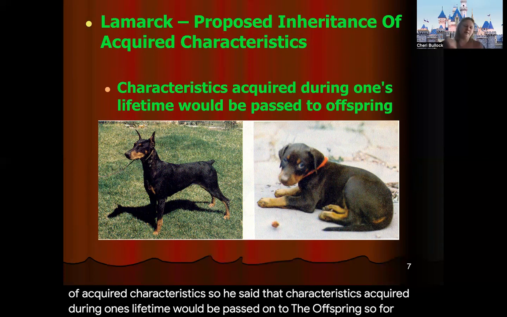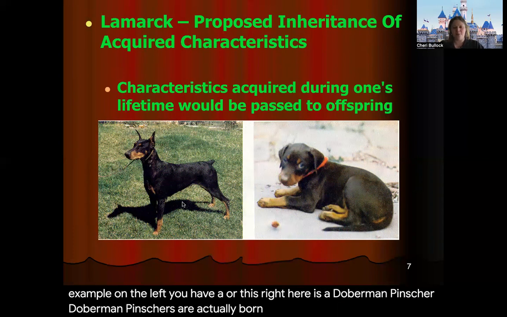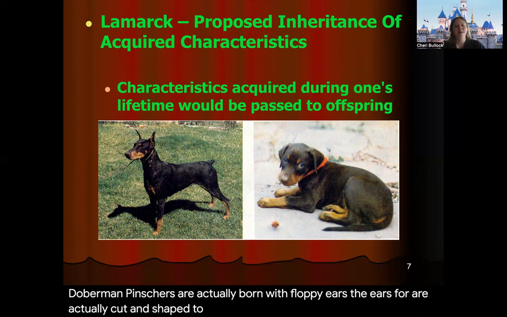For example, on the left, this right here is a Doberman Pinscher. Doberman Pinschers are actually born with floppy ears. The ears are cut and shaped to stand up. This was actually for health reasons, before you get too far down the not-cool animal abuse thing.